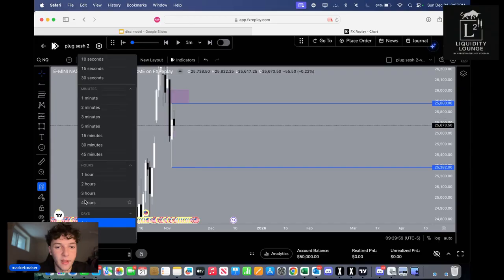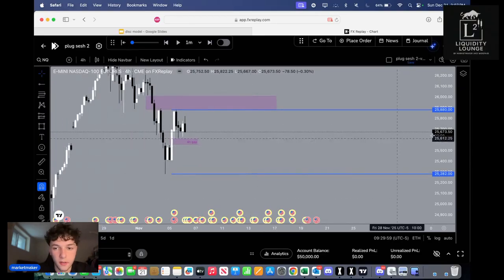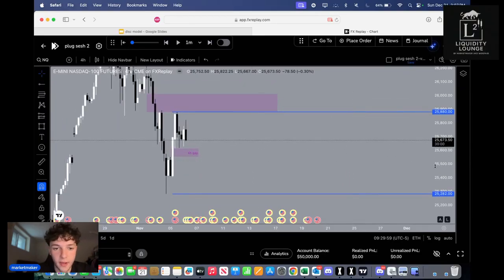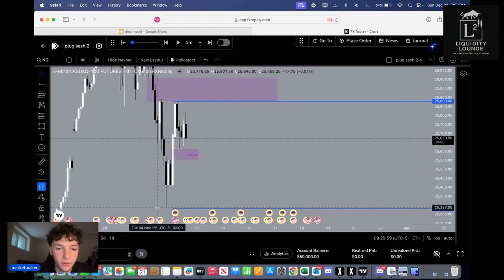Let's see if we have any fair value gaps on the 4-hour. So I already marked this one out. So in this current order flow that we're in, swing high to swing low, we have a 4-hour fair value gap right here. What we would expect to happen is to come into this 4-hour gap, respect this fair value gap to then move higher to this external range liquidity, previous day's high, or this unfilled daily fair value gap.